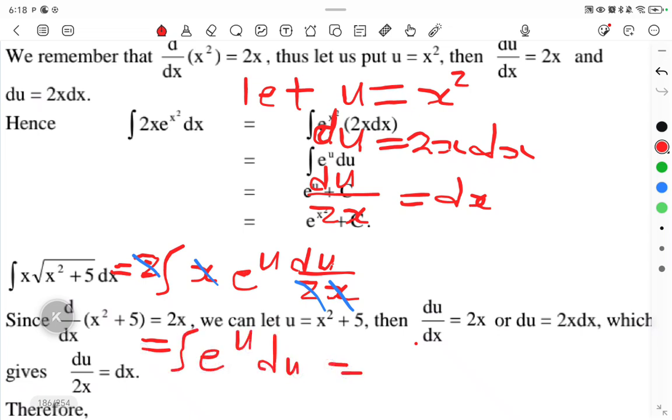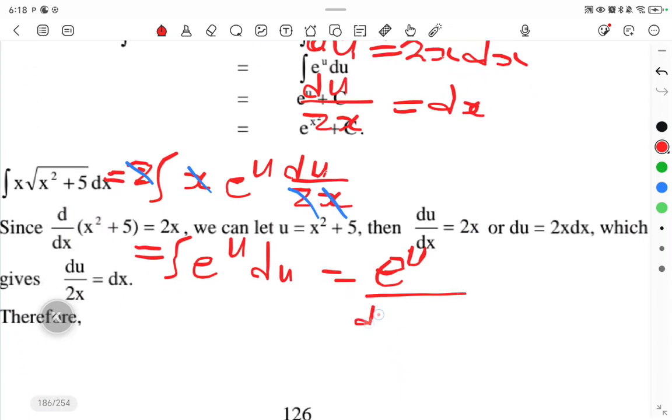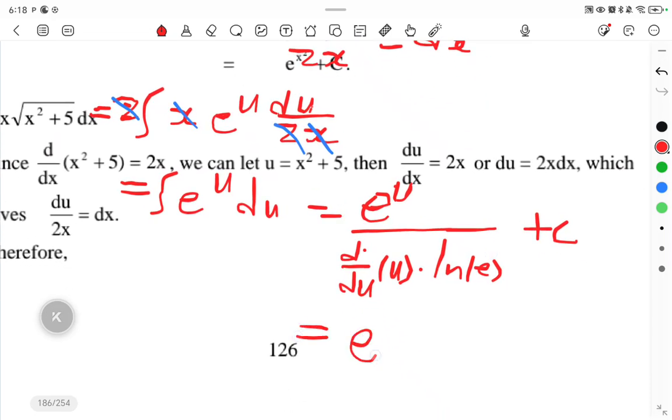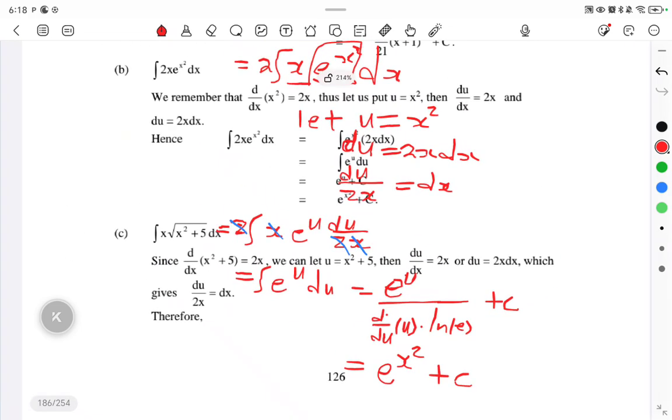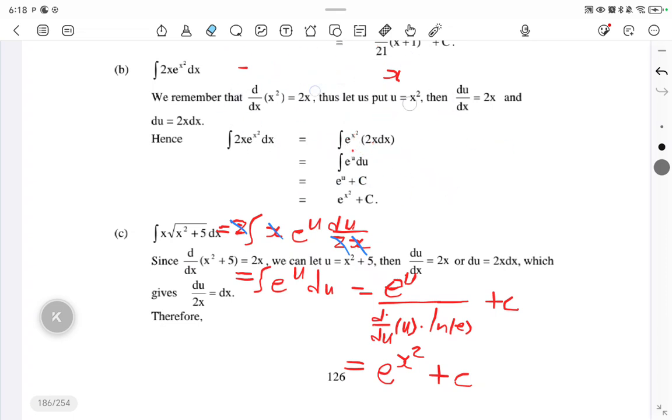So when we integrate e to the u, we keep e to the u, we divide by the derivative of the exponent times ln base, plus c. You see, right? And this would be e to the, our u is what? Our u is x squared. So if we derive this u, we keep it like that. So we'd get this solution. That's why here, if you check on the solution, we have e to the x squared plus c.